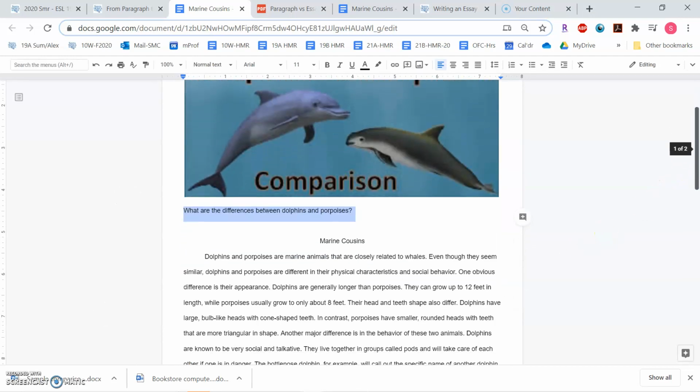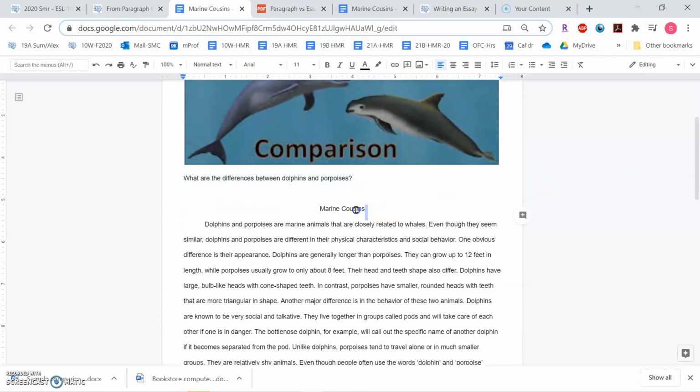The title of the paragraph is Marine Cousins. So marine has to do with the ocean. It's an adjective. Marine Cousins. So it's a creative name. Titles don't always need to be complete sentences or grammatically correct, but they give you some idea about what the paragraph is about.